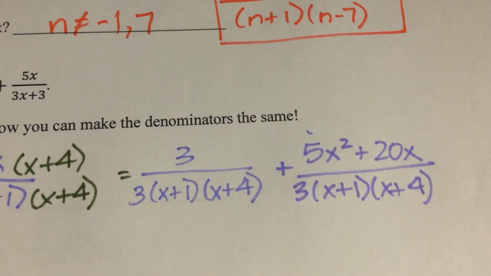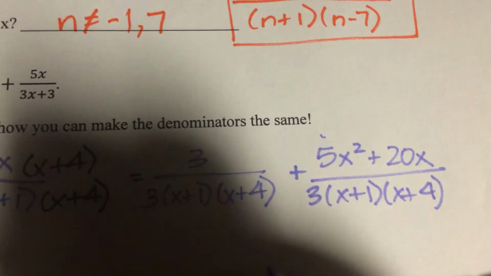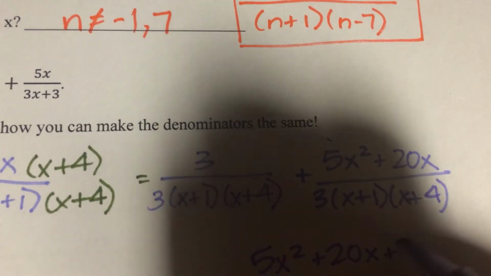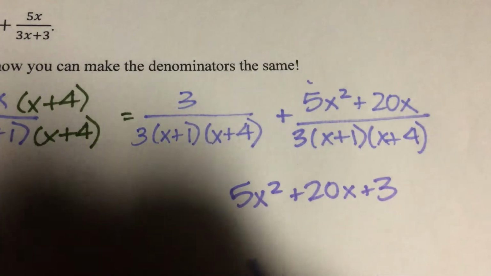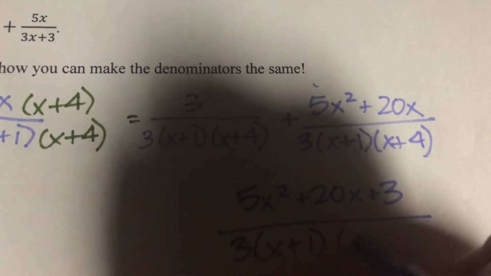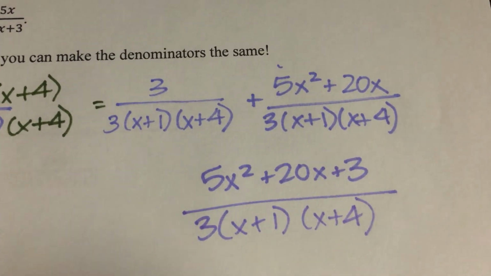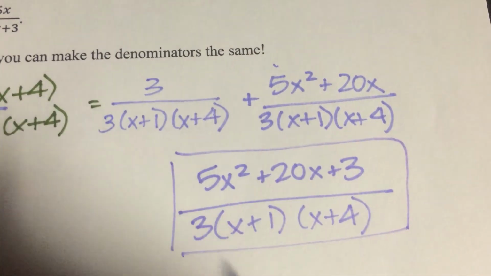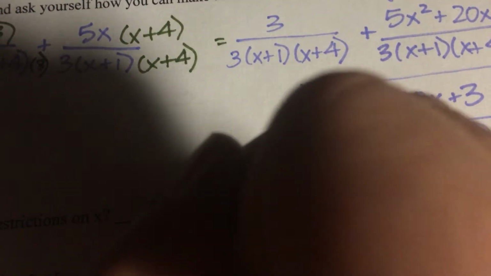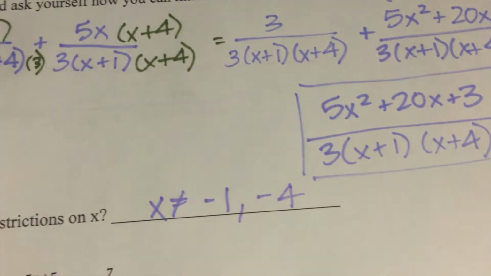Okay, all right, so now I've got common denominators. So now all that's left to do is to add my numerators together. So that's going to be 5x squared plus 20x plus 3 if you put everything in standard form. So there's your final answer. So your denominator stays the same, just add the terms in your numerator. So then, of course, your restrictions on x would be what makes the denominator 0. So x cannot equal negative 1, and it can't equal negative 4.